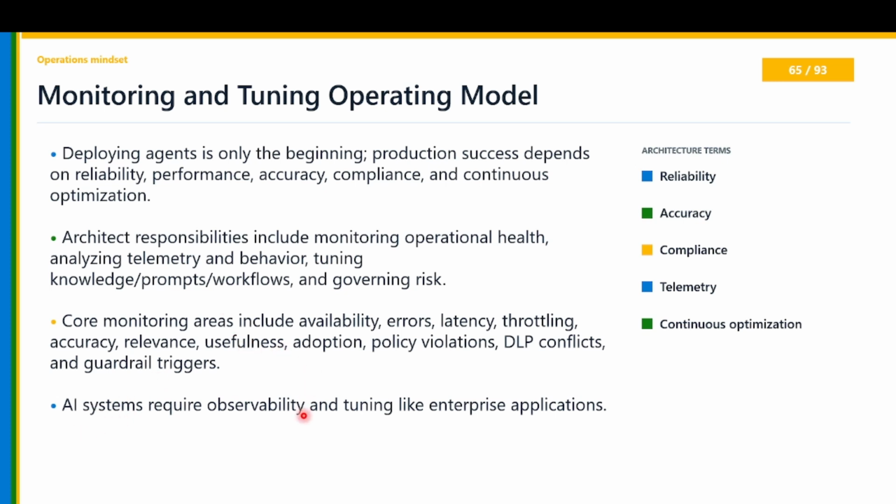So AI systems require observability and tuning like enterprise applications. So AI systems are applications, and they are special applications as such. You monitor traditional applications, but in a traditional application, you don't have anything like a prompt, you don't have anything like a base model. So AI comes with even more work in terms of operationalizing, in terms of monitoring. Because why? You have to monitor the entire application like traditional software.